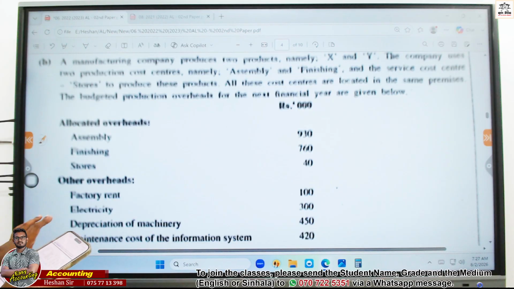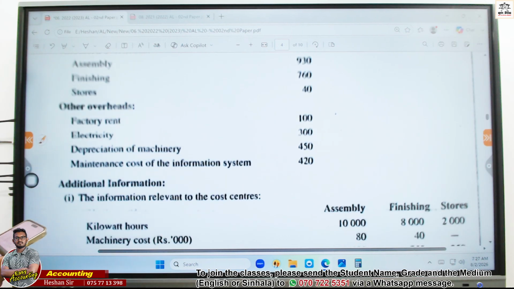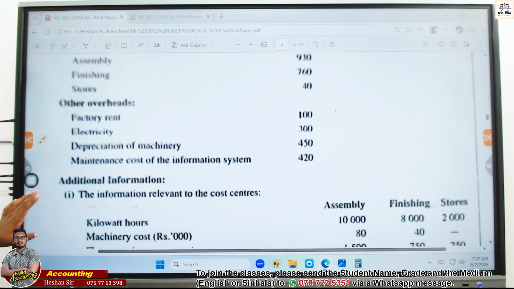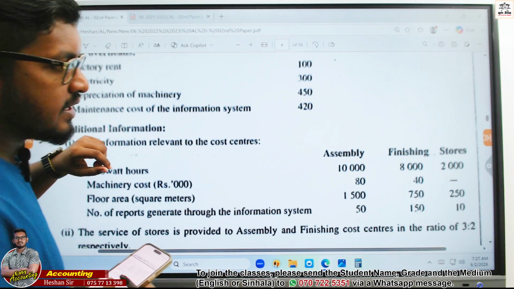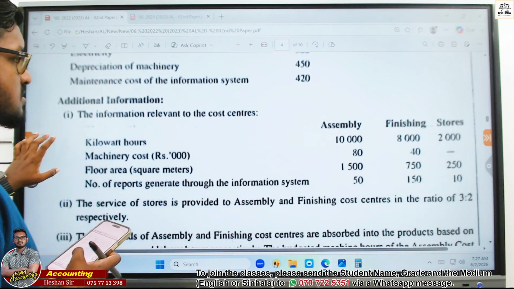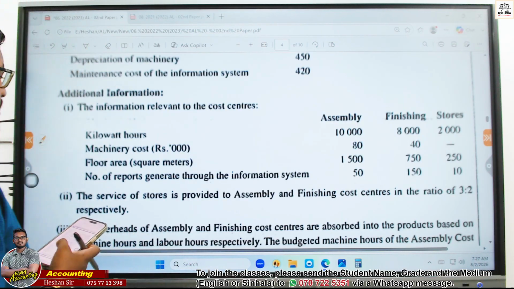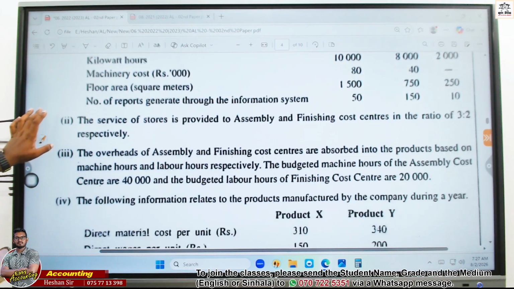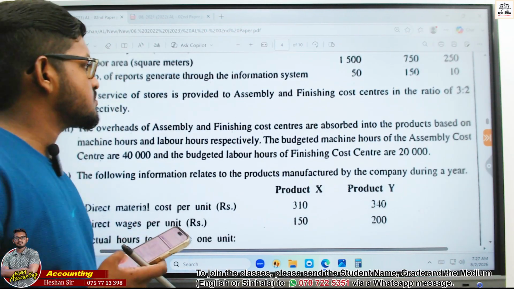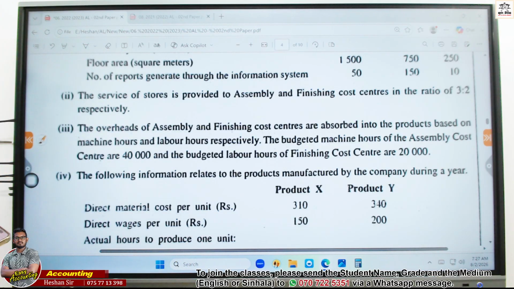Thousands allocated overheads: assembly, finishing, and the stores. Other overheads: factory and electricity, depreciation of machinery, maintenance cost of the information system. Additional information, you can see the information relevant to the cost centers: kilowatt hours, machinery cost, floor area, number of reports generated through the information system. The service of stores is provided to assembly and finishing cost centers in the ratio of 3 to 2 respectively.